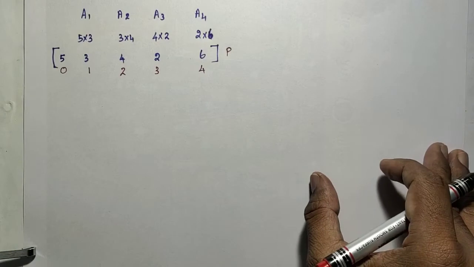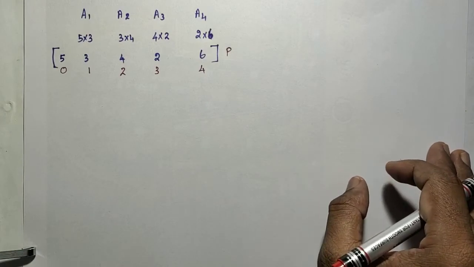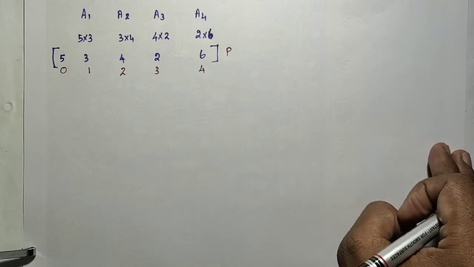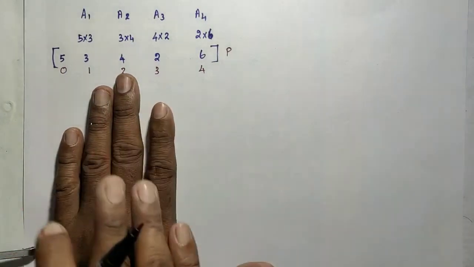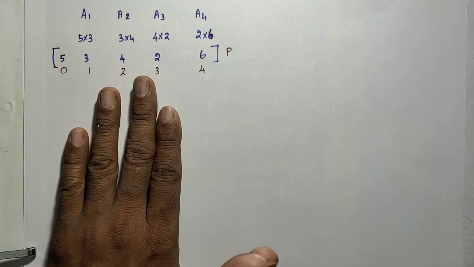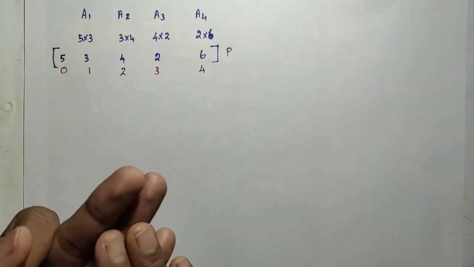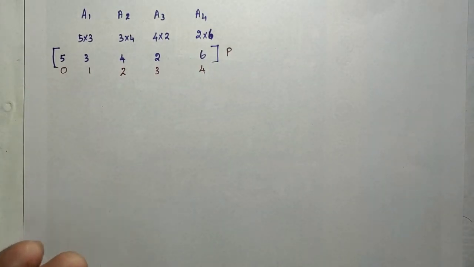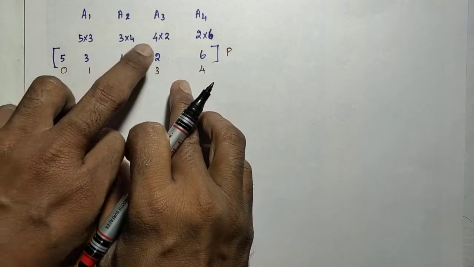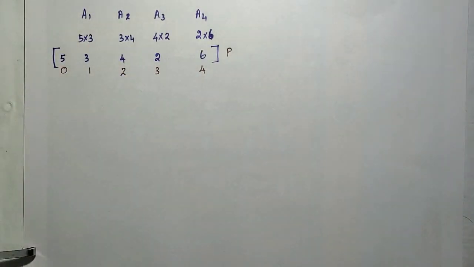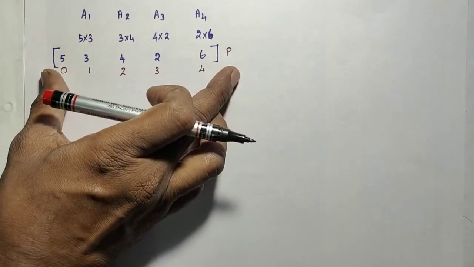Only 5 values. So the input is given as an array of elements. Array of elements is given means we need to assume that matrices are given. 4 elements means 3 matrices are given. 5 elements means 4 matrices are given. Like that you have to assume it. The dimensions should be taken as 5 by 3 and 3 by 4, 4 by 2 and 2 by 6. Like that we have to take. So the input is only this.